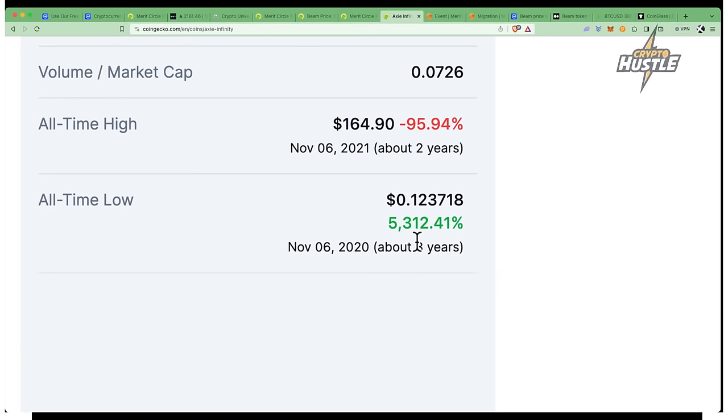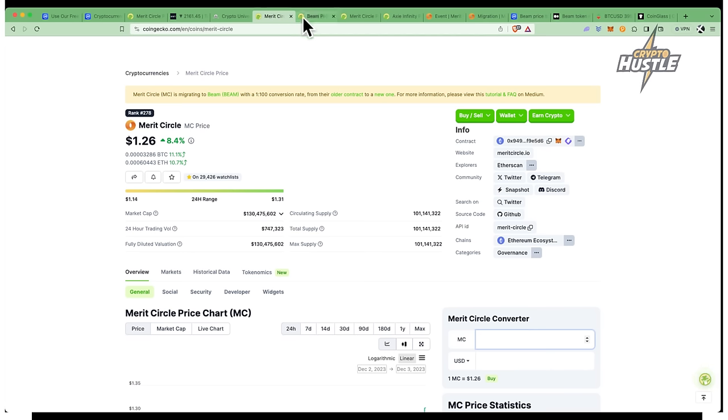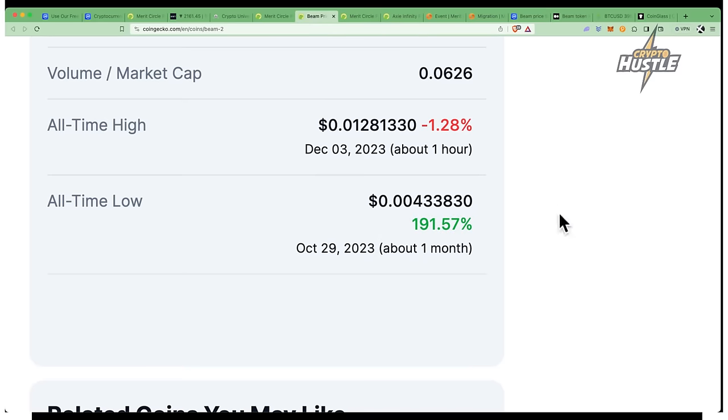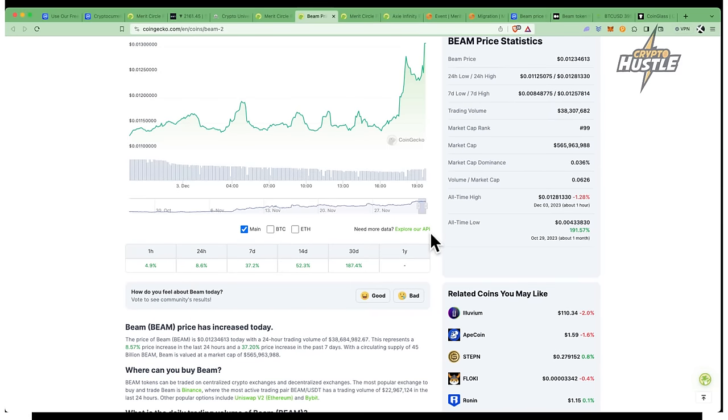This is 5,312% in 3 years. This one here, Beam, is only 191%, which was a month ago, because it's a new token. But is it new, really? We'll find out in the midst of this video.